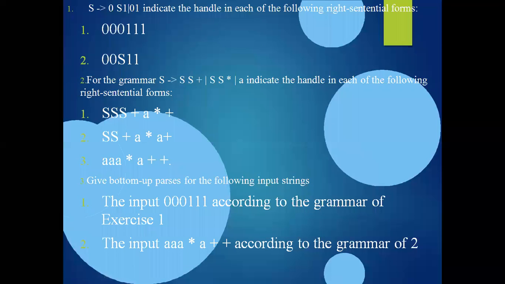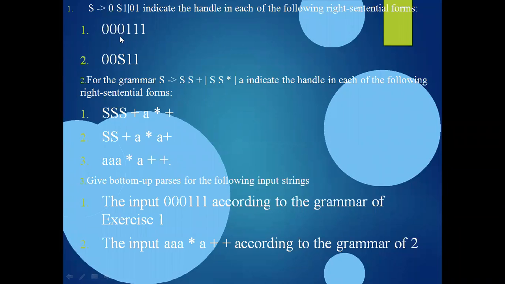S tends to 0 S 1 or 0 1: indicate the handle in each of the following right sentential forms. What it means is to construct the bottom up parsing. And for the grammar S tends to S S or S S star or A, indicate the handle in each of the following right sentential forms. So take one by one, and from the grammar you should show the starting symbol of the given grammar.